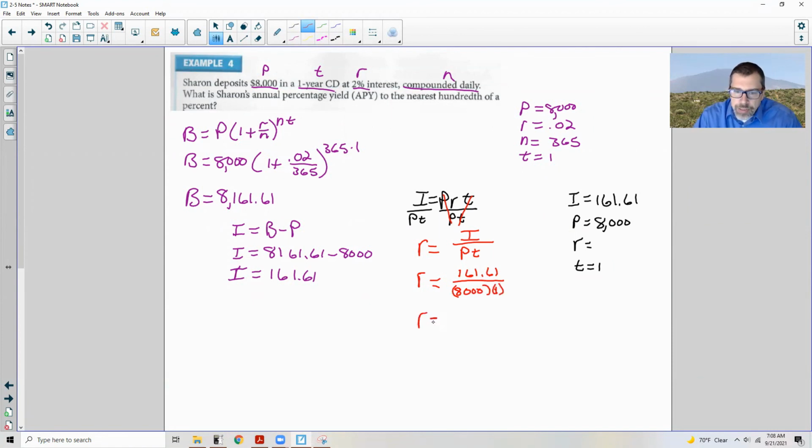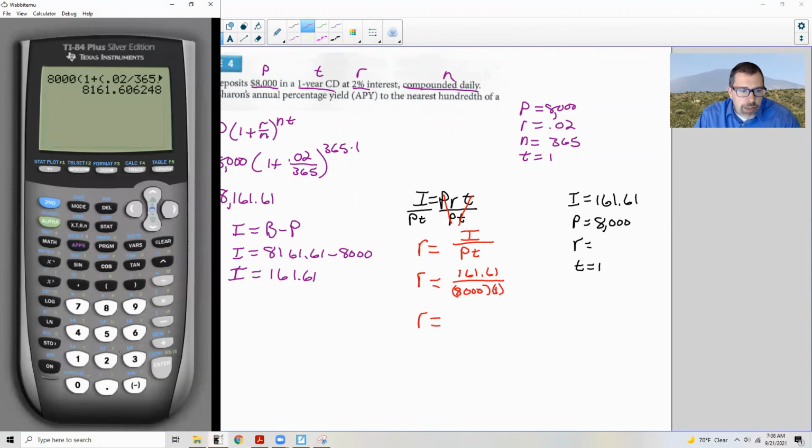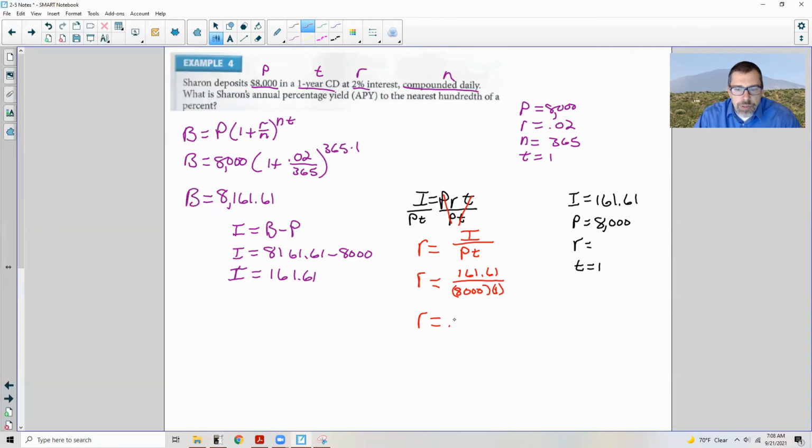Okay, so my rate is going to be, so we take 161.61 divided by 8,000 times 1 is still 8,000, so that's all we need to do. And we got 0.0202. So that as a percent is 2.02%. Okay, so that is the annual percentage yield that they need to give in order to get that amount after 1 year of interest.